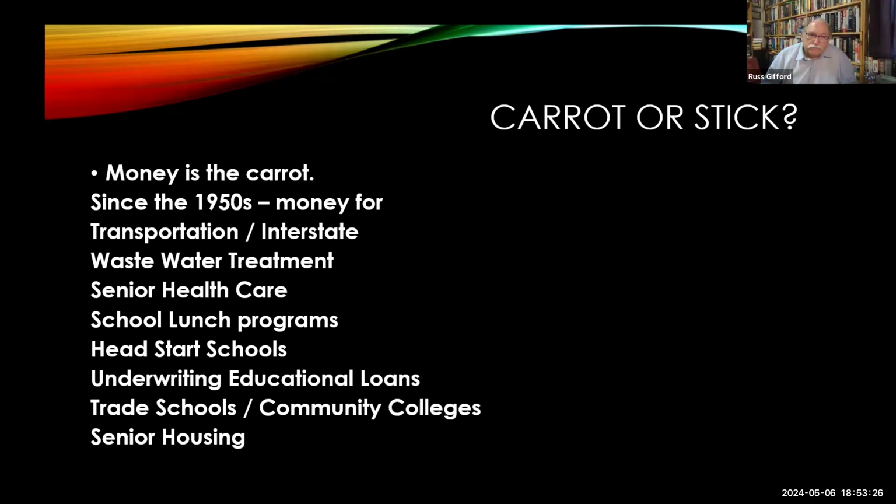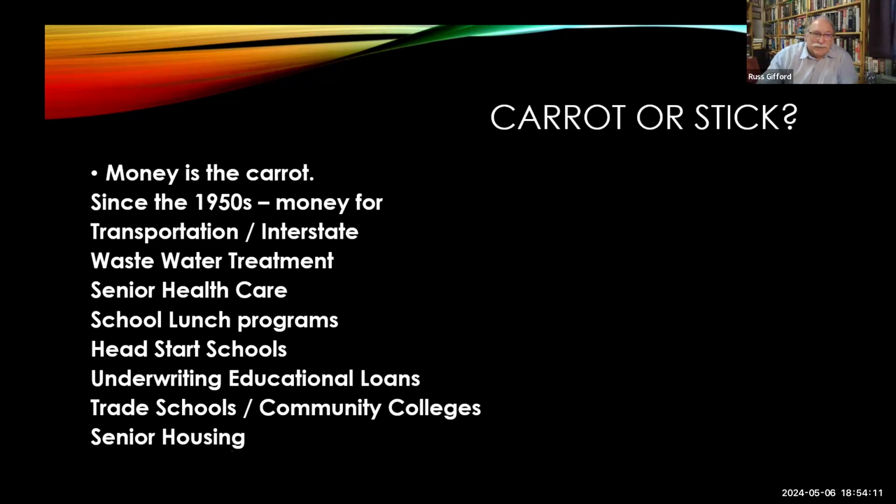And was that important? Well, yeah, because like every other small town and large town, you just dumped it in the creek and let the creek wash it away for you, even to the detriment of everybody else. But we have seen since then all sorts of carrots. The senior health care, which of course at 65, we'd call that Medicare and Medicaid now. School lunch programs, Head Start programs, underwriting educational loans. They started funding trade schools, which they then later morphed into community colleges. I don't know if we can think of any example of that. And of course, senior housing today and things like that.